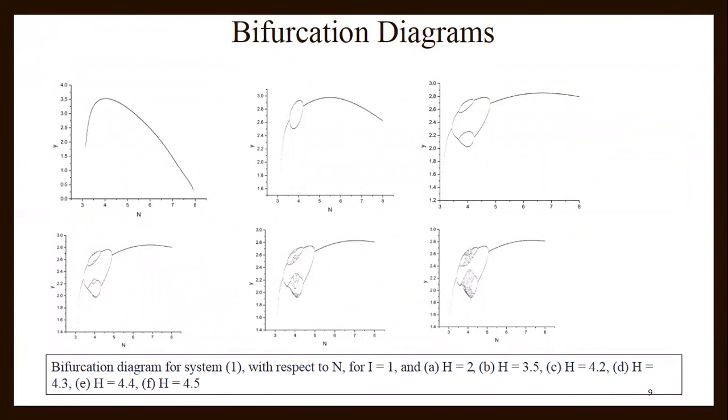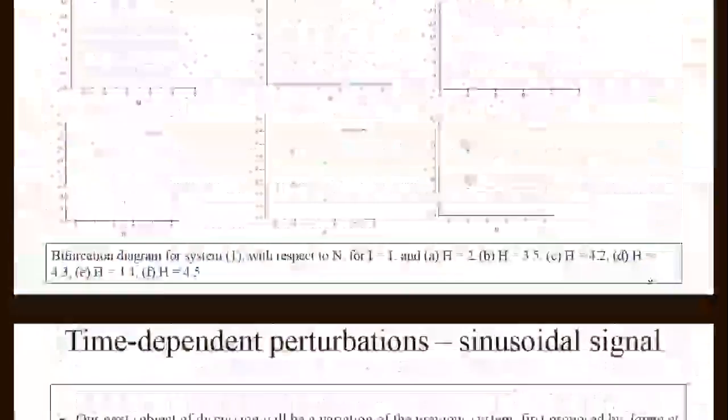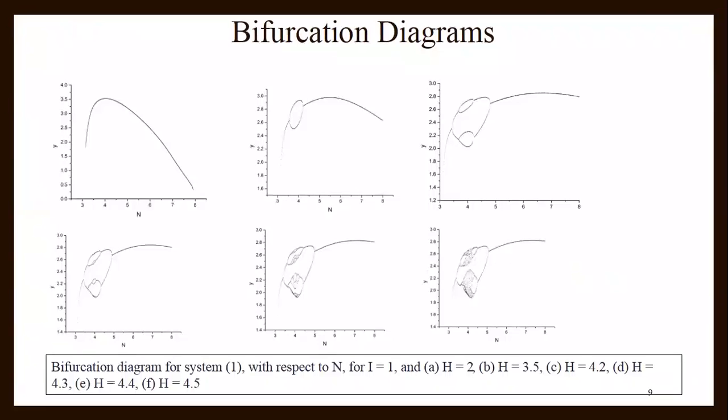So, running some simulations, I reached these results. You can see these are bifurcation diagrams for this LaNSCom system with respect to n for I equals 1, and then we change eta and increase it. And one can see what happens here. Actually, let's take a closer look.